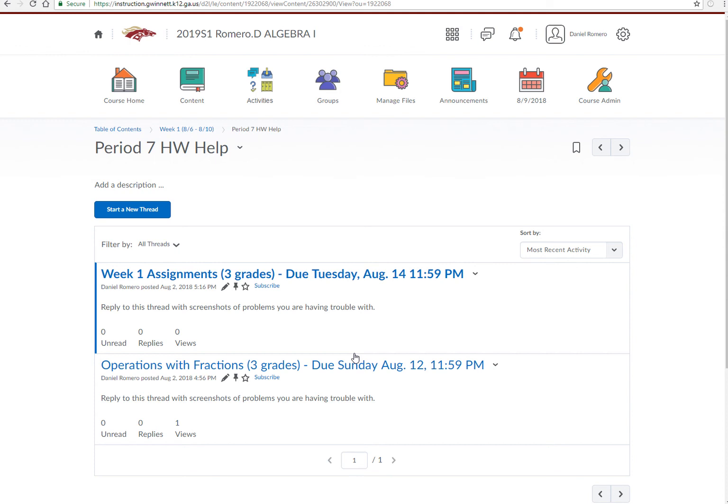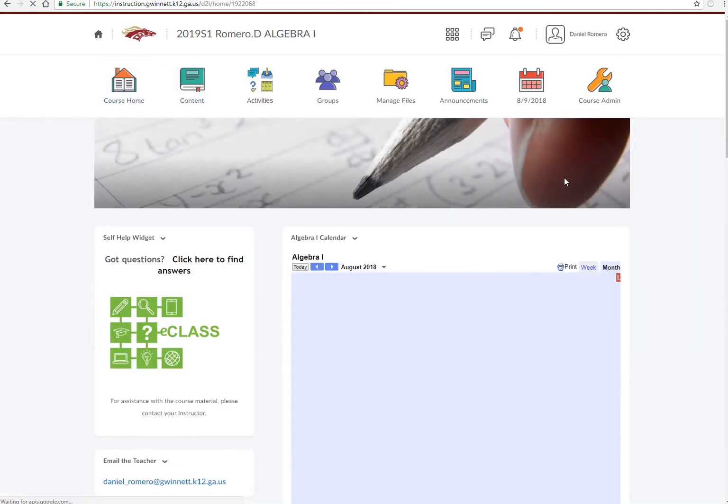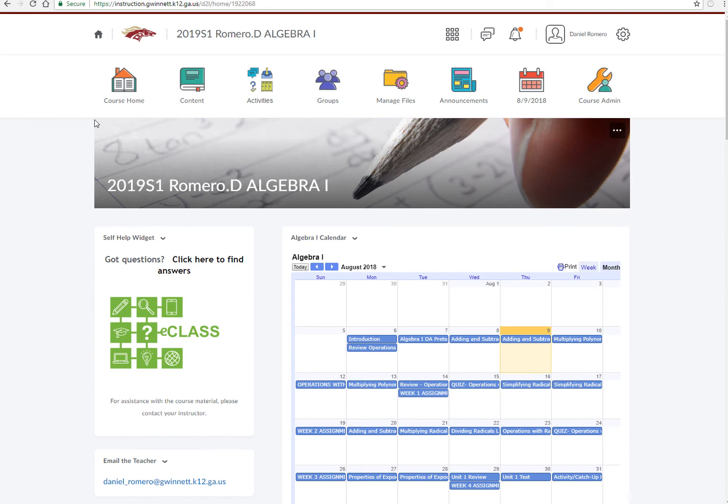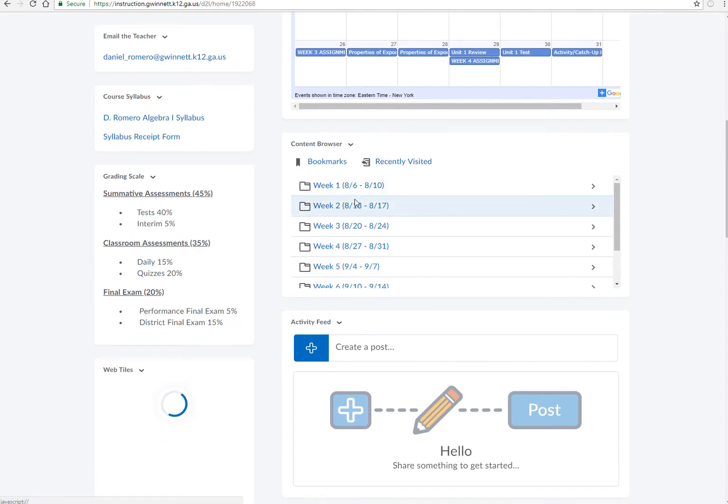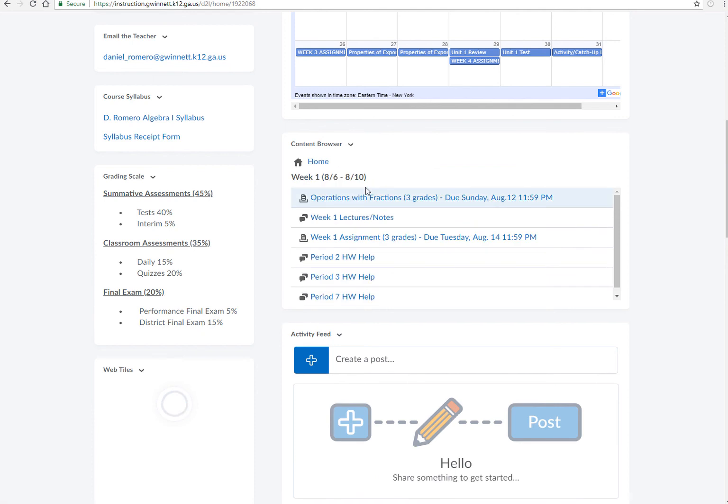Madison, where do you find this? Where in class? Class, content browser, which you could actually click up here on content, but you could also scroll down to content browser, week 1. That will be there for every week. You're going to have homework up for week 2, week 3.